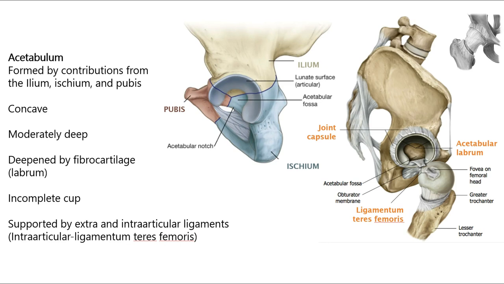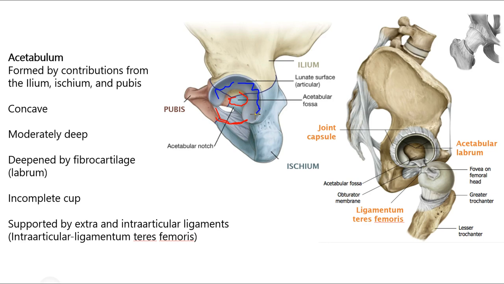So let's take a minute to further explore the acetabulum. The inferior margin of the acetabulum is incomplete as the acetabular notch. The acetabular fossa forms the floor of the acetabulum. With the exception of the fossa and the notch, the remainder of the acetabulum is lined with hyaline cartilage for articulation with the head of the femur.